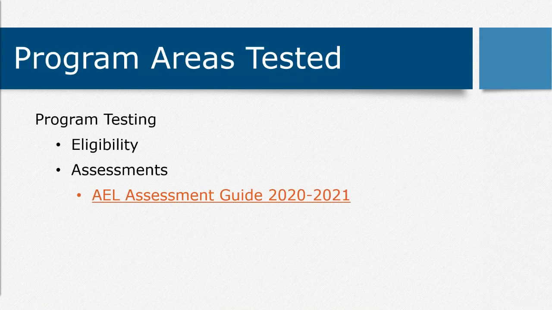Now, what are the areas that we are going to be testing? Well, for program, we'll be testing eligibility and assessments, and we will be going based on the AEL Assessment Guide 2020 to 2021. For eligibility and intake, what we look for is supporting documentation in the file that supports the client is eligible for the program.